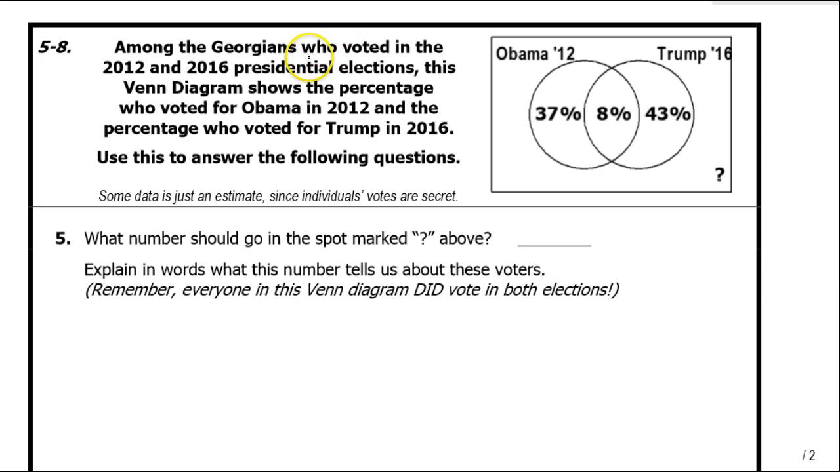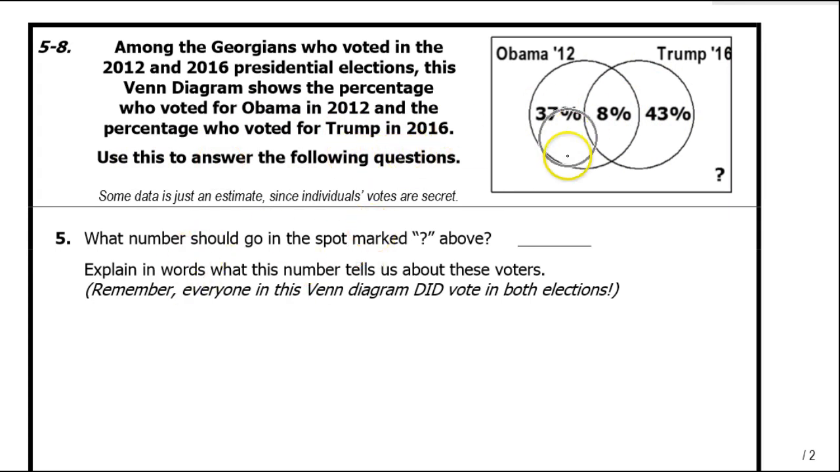Among the Georgians who voted in the 2012 and 2016 presidential elections, this Venn diagram shows the percentage who voted for Obama in 2012, that's the left circle, and the percentage who voted for Trump in 2016, that's the right circle. Use this to answer the following questions.